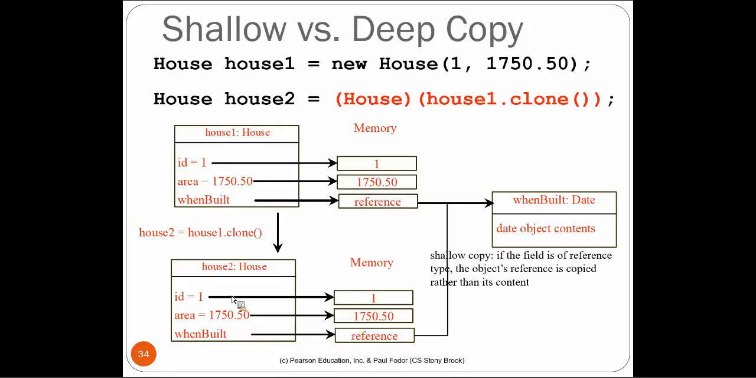But what we just created is actually called a shallow copy. So what exactly is a shallow copy? It's a copy where the data fields of reference type, like for instance when built, are just copied in binary mode. So we copied the same reference in the second object, house 2, which is a clone of house 1. That means that they both are references to the same date object. And this is a problem, because when we clone a house, we may want to change the date, and we don't want this date to be shared by the two houses. So a shallow copy is a copy where we basically copy in binary all the references and all the data fields.